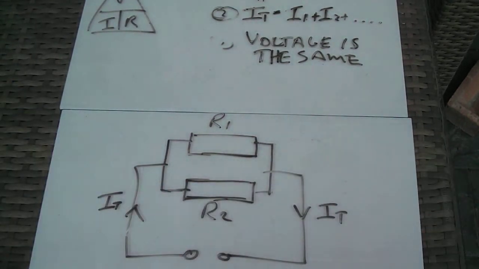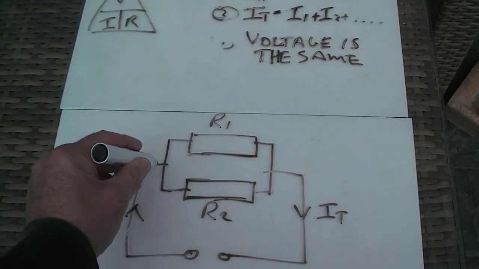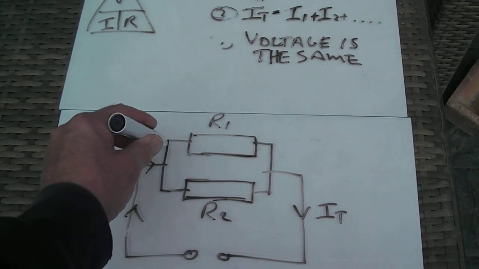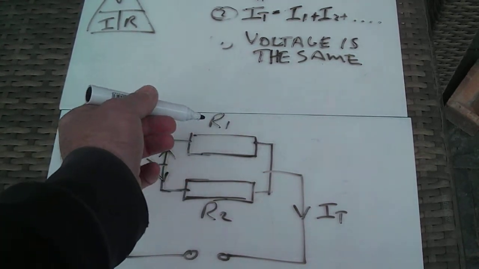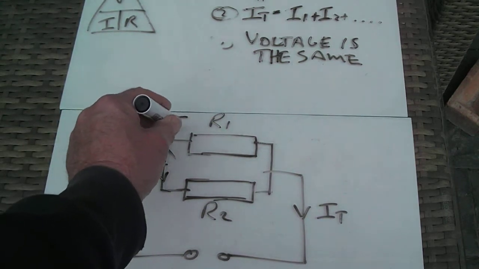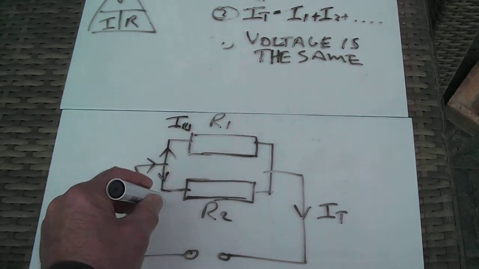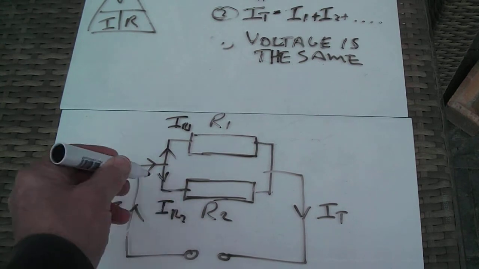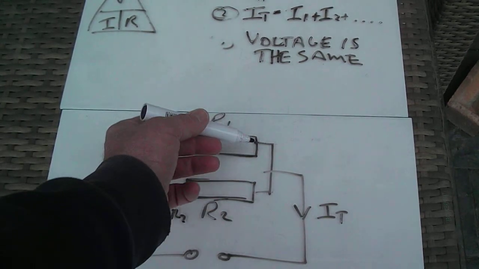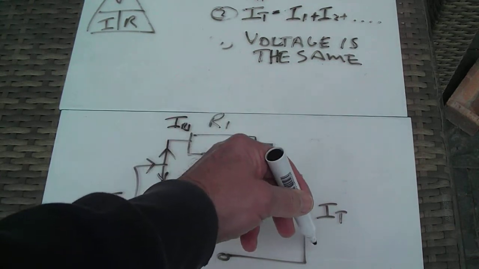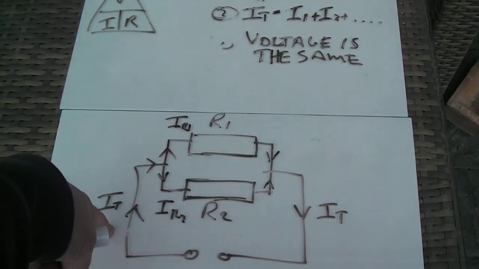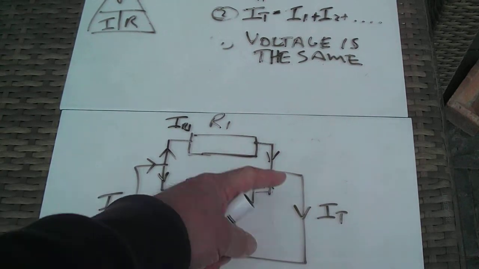So in terms of the current then, if this is our voltage here, when the current gets to this point here, it splits. Some of it goes that way and some of it goes that way. Goes through the two resistors, so we can call that one I resistor 1 and this one I resistor 2. And then when they come out of the resistors here and here, they join up and go back to the source. So the outgoing current is exactly the same as the incoming current.